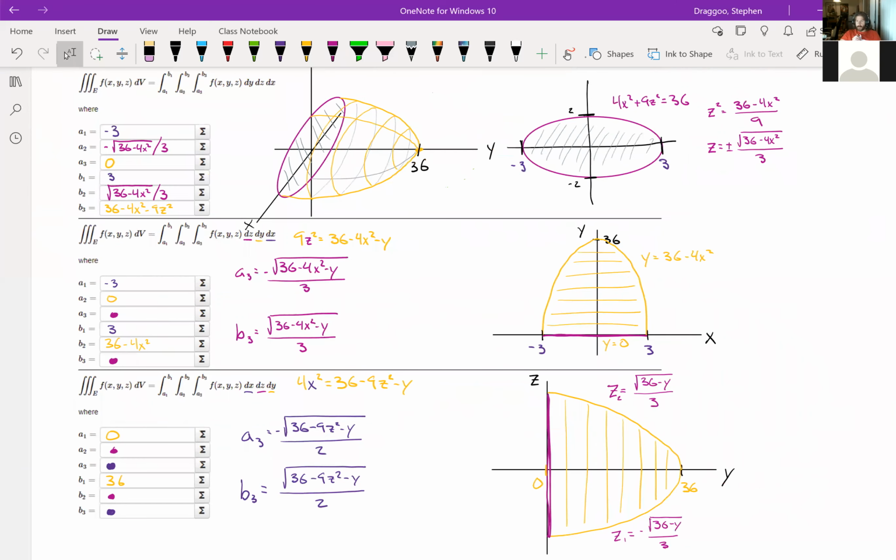Here's all three of our pictures. So in the end, I ended up taking my three-dimensional region and projecting it into each of the XY, XZ, and YZ planes. This was XZ first, then XY, then YZ.